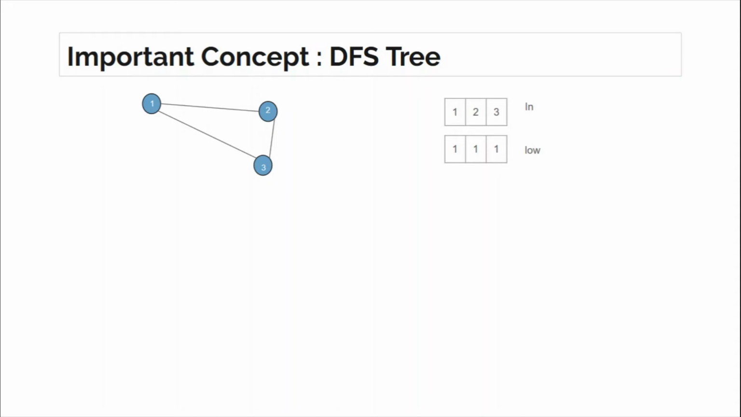So keeping that in mind, we check whether the current node is an articulation point or not only if the current node is not actually the root. If the current node is the root, we would not check whether this is an articulation point or not, or we would not compare the low time and in time if the current node is the root.